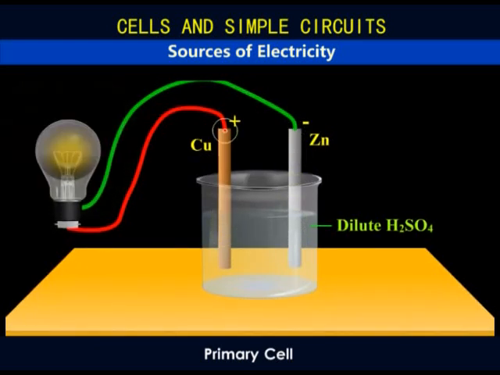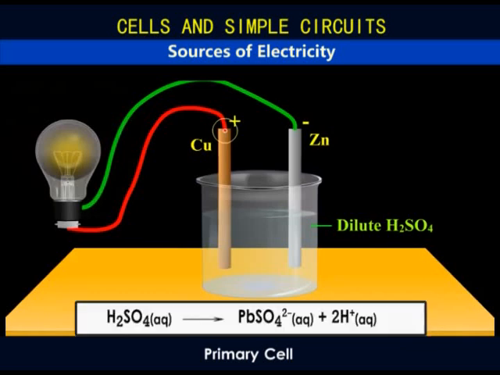The action of the cell is explained in terms of motion of the charged ions. The dilute sulfuric acid exists in solution as hydrogen and sulfate ions.